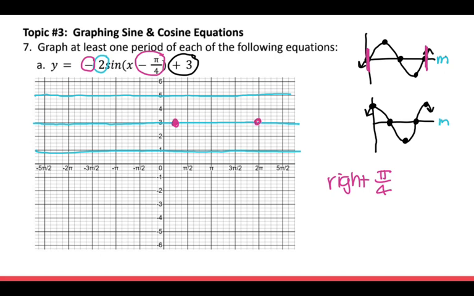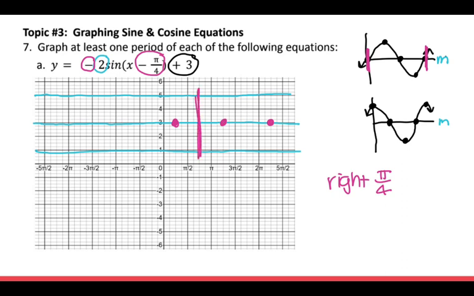Normally it ends at 2 pi. But I'm going to move to the right pi over 4. So now it's right in the middle of 2 pi and 5 pi over 2. From here, I like to cut this distance in half, and that's where my other point is going to be on my midline. So if I go right in the middle, here's my other point on my midline, and then I'm going to cut in half again.